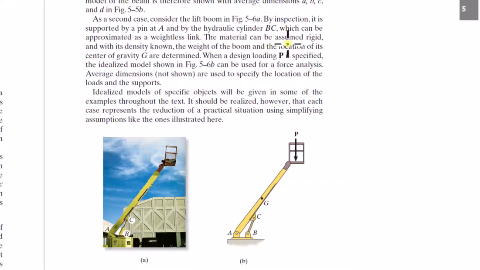All right, the material can be assumed rigid, and with its density known, the weight of the boom and the location of its center of gravity are determined. Here's the center of gravity. When a design loading P is specified, the idealized model shown in figure 5.6b can be used for a force analysis. Average dimensions are used to specify the location of the loads and the supports.